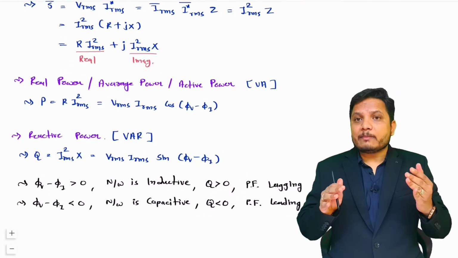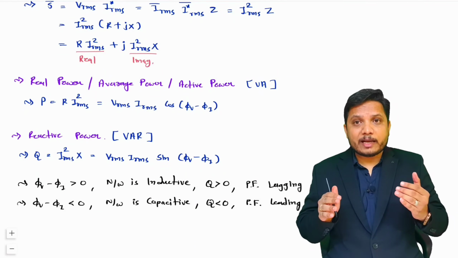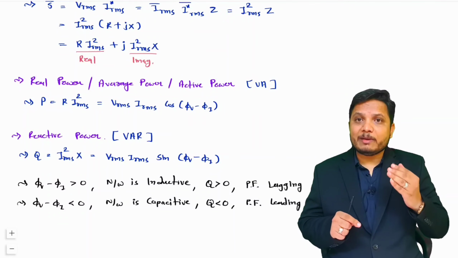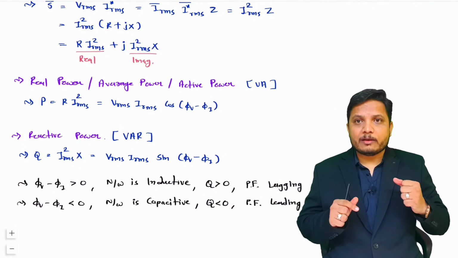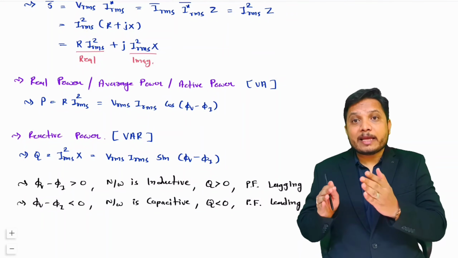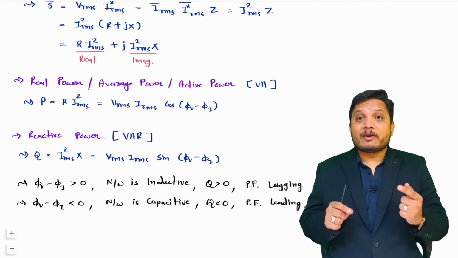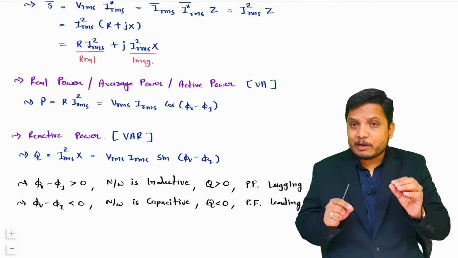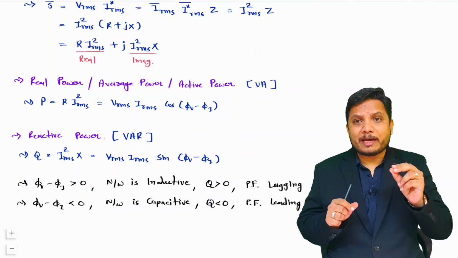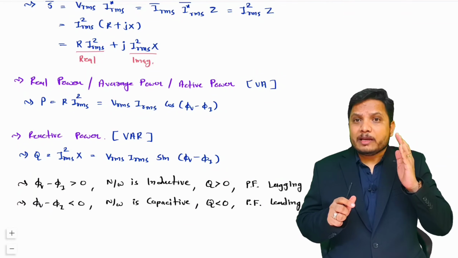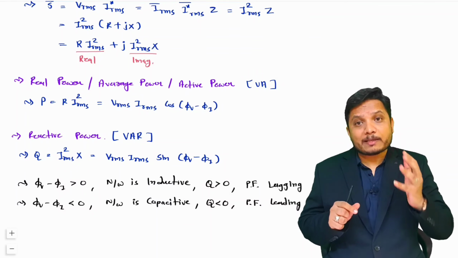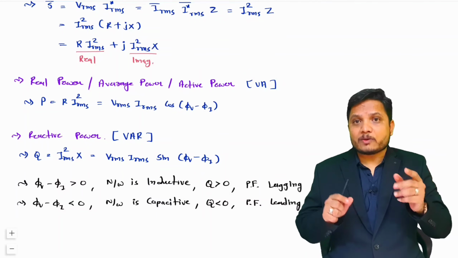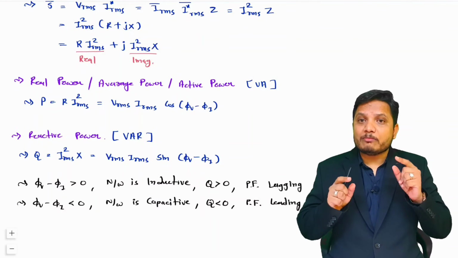And in terms of impedance also we can identify that. In terms of impedance, average power will be Irms square into R, but reactive power will be Irms square into X. For an inductive load, you will have positive reactive power, and for a capacitive load, you will have negative reactive power. These are the essential key points that you must understand.